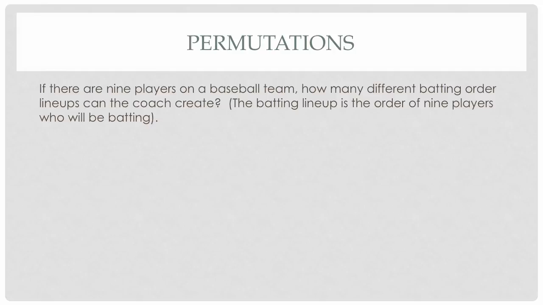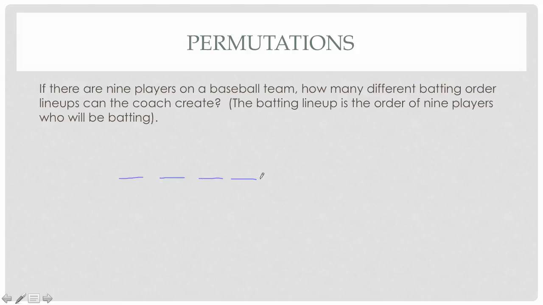Here's another permutation problem. If there are 9 players on a baseball team, how many different batting order lineups can the coach create? Well, this is another permutation problem, but let's think about this. I can use the slot method for this problem as well too. So we've got 9 players, right?